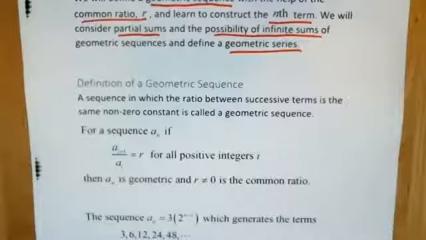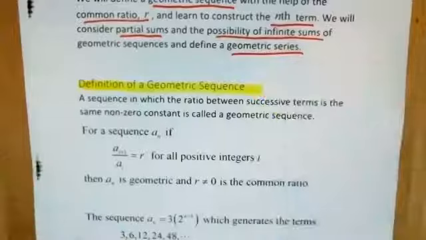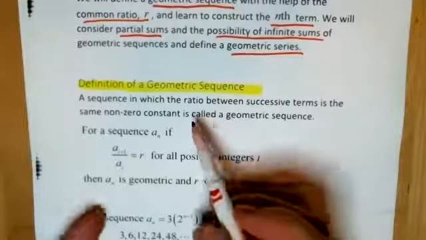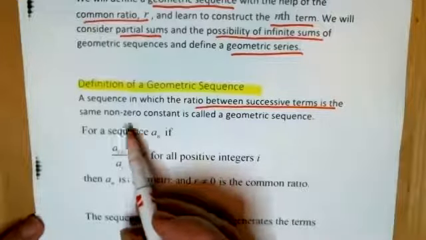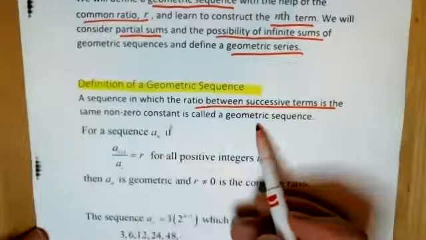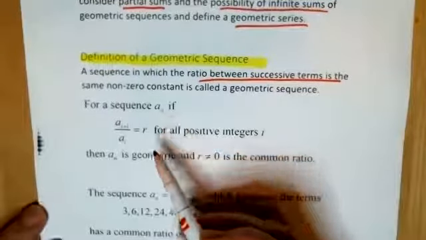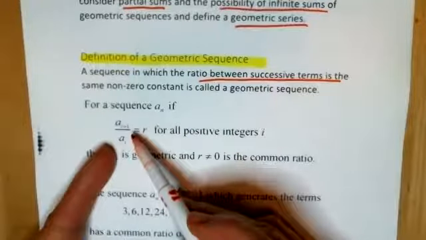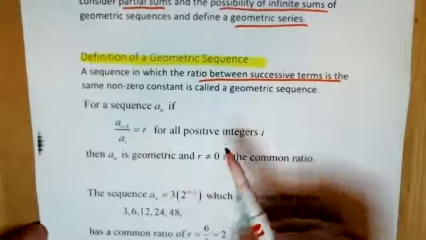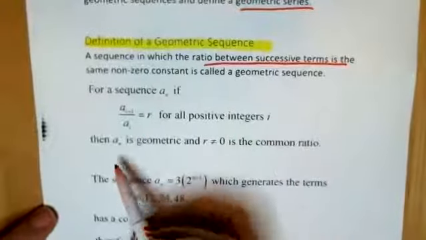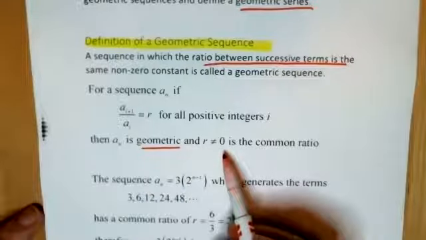So for a geometric sequence, we have a ratio between successive terms. And it's the same non-zero constant, and that would make a geometric sequence. So for a sequence a sub n, if a sub i plus 1 divided by a sub i is equal to r, for all positive integers i, then a sub n is geometric and the common ratio r is not equal to 0.